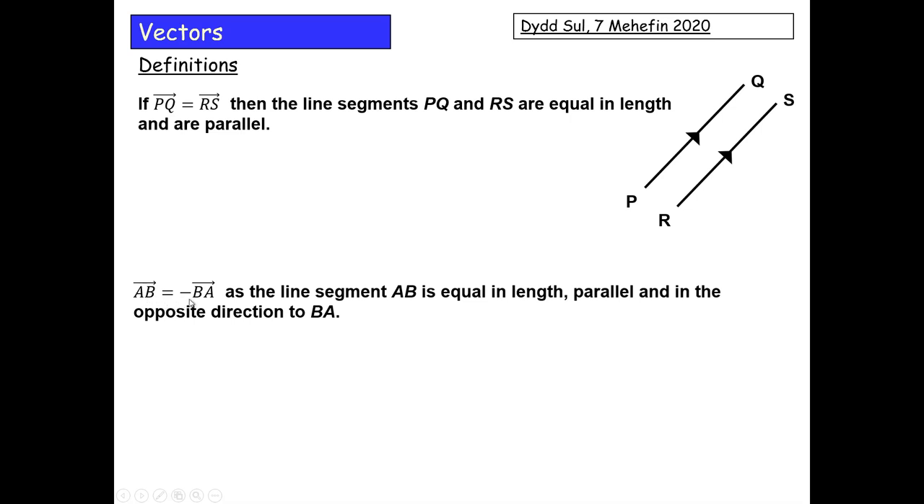So if AB is equal to minus BA, then the line segments are equal in length, parallel, but they're running in opposite directions. So that's AB, and that's BA, minus BA is running in the wrong direction. We've got positive a and negative a running in the opposite direction.